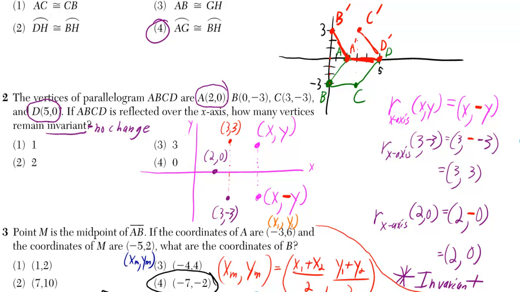So you can already see what the answer is here. You can already see that it's 2 points that didn't change. So the answer is 2. But what would have been a shortcut for this? Well, you didn't have to do all this graphing.